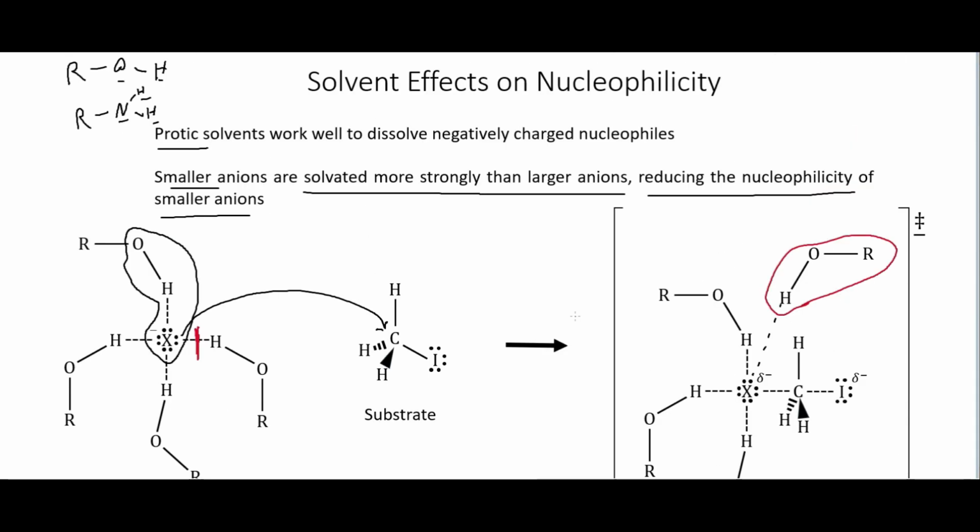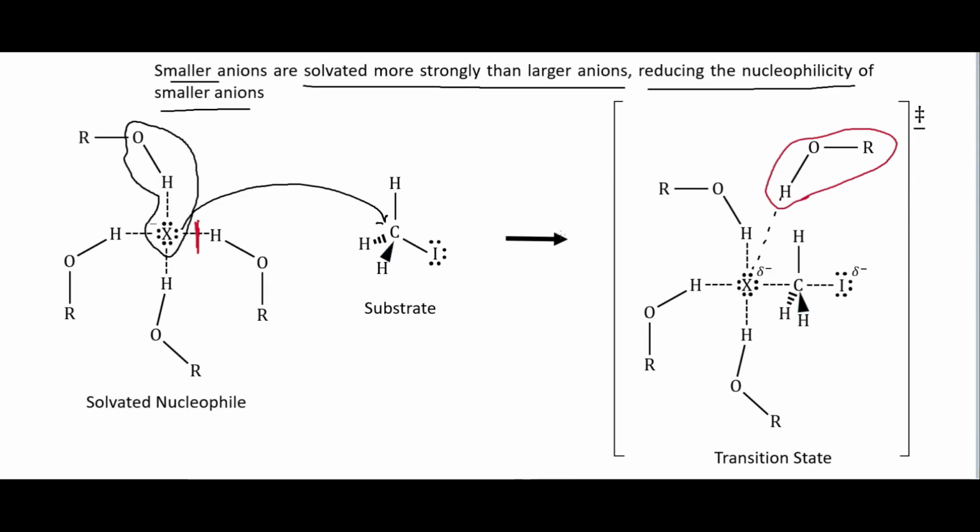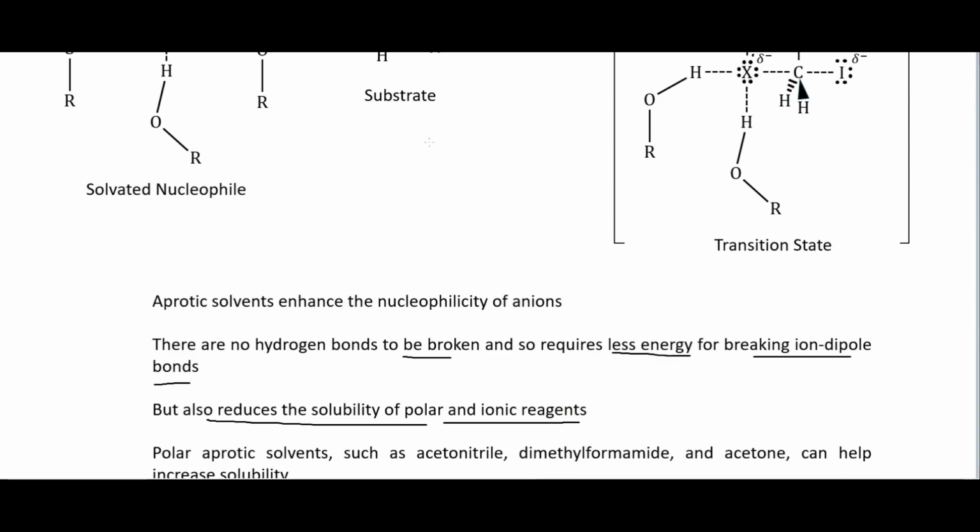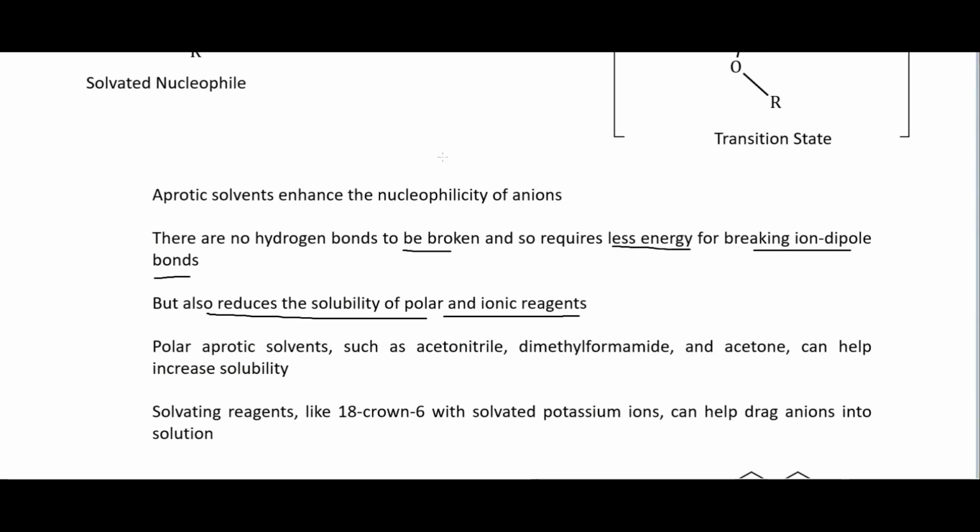With these protic solvents, you can dissolve your nucleophile better, but then it is going to be solvated more strongly. I mean, the reason that it dissolves better is because it is solvating more strongly. So if you change to the aprotic solvent, you are going to lose some of that solubility, even though you are increasing the nucleophilicity. So the polar aprotic solvents such as acetonitrile or dimethylformamide or acetone can help increase solubility.